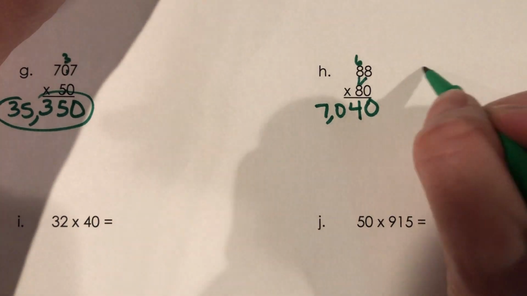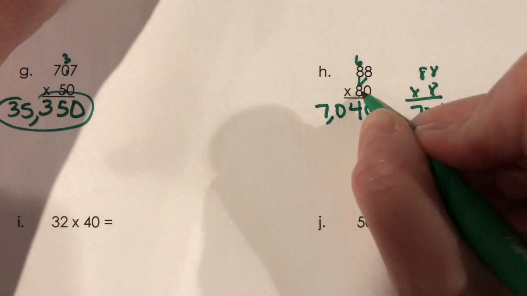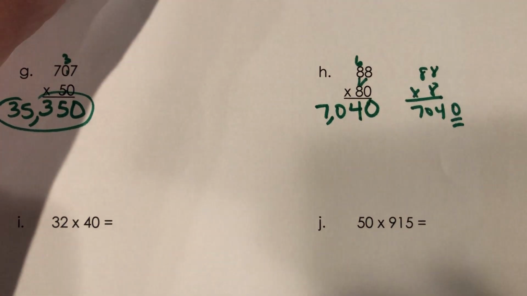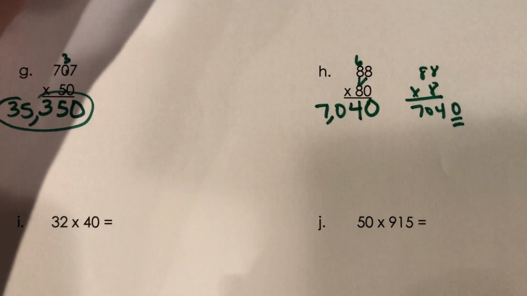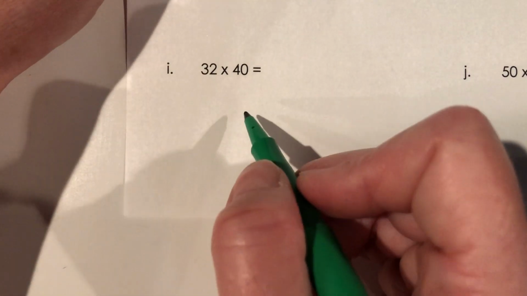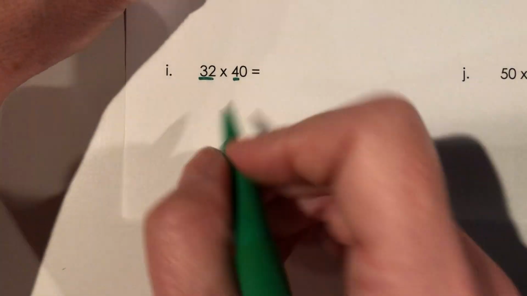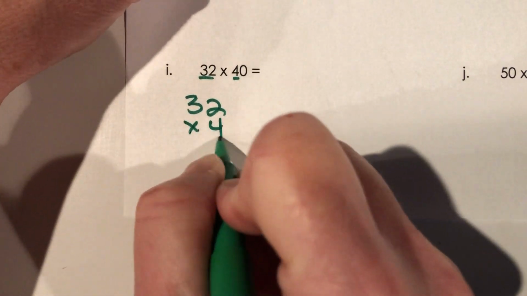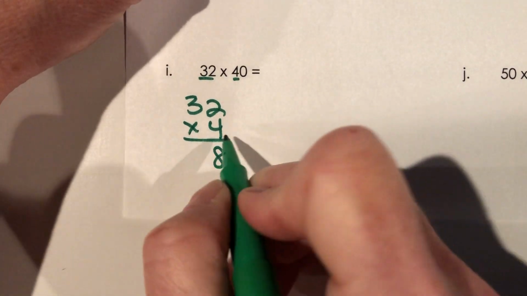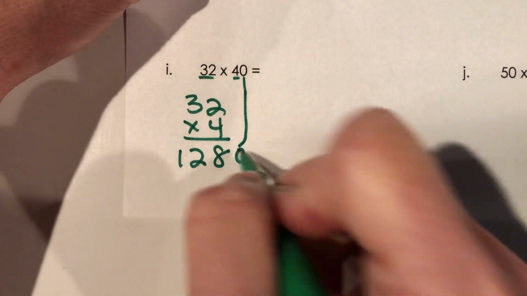And if you wanted to write 88 times 8, you'd end up getting 704, and then you just have to remember, oh yeah, I have to put that 0 in afterwards. Either one is fine. All right, 2 left, and then we'll do a little whiteboard practice. 32 times 40. All right, so I know I need to do the 32 times 4, so I'm going to go ahead and do 32 times 4. 4 times 2 is 8. 4 times 3 is 12. And don't forget to put that 0.